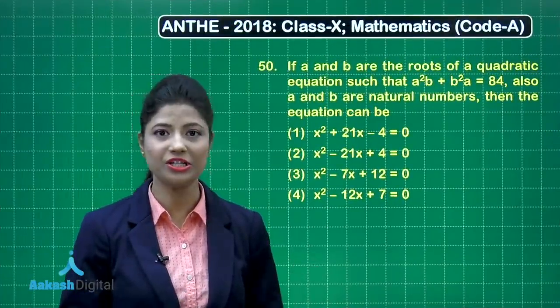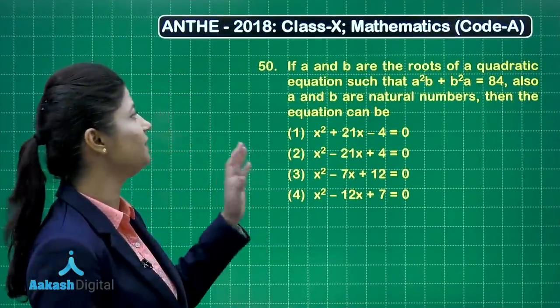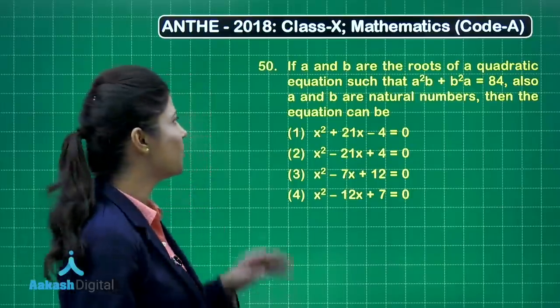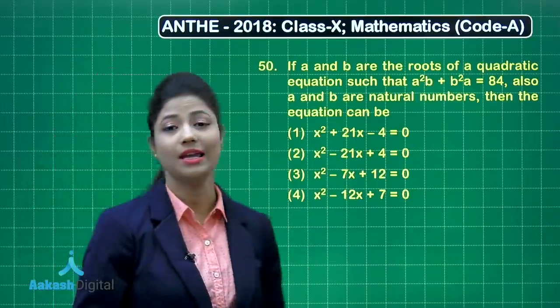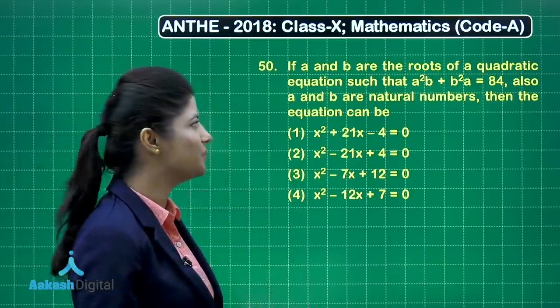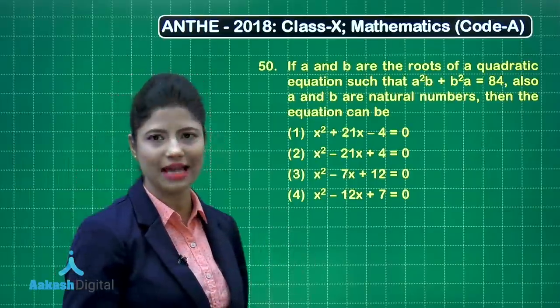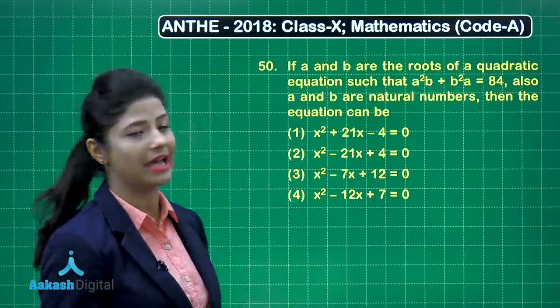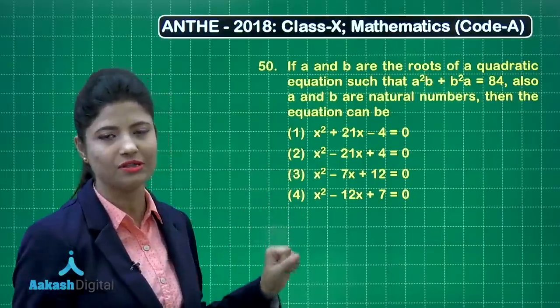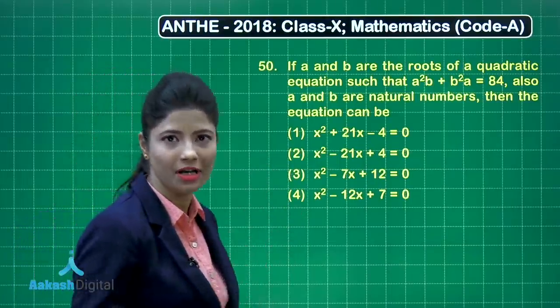Now let's discuss question number 50. It states here that if a and b are the roots of a quadratic equation such that a square b plus ab square is equal to 84. Also a and b are natural numbers, then the equation can be out of these 4 options. So what could be the possible quadratic equation?